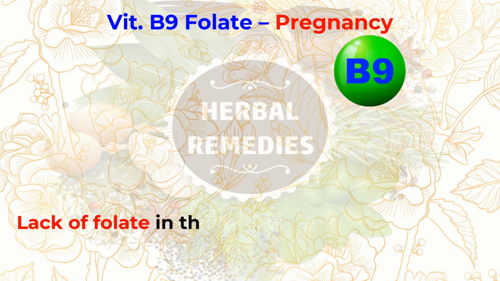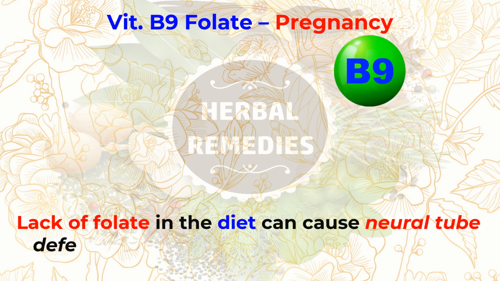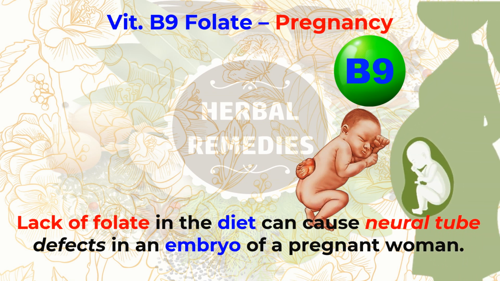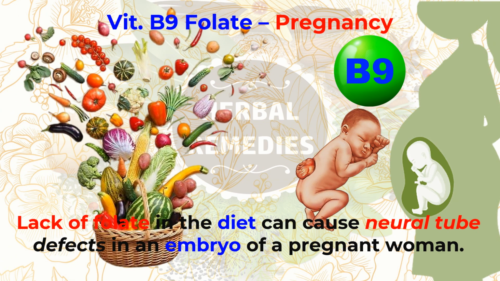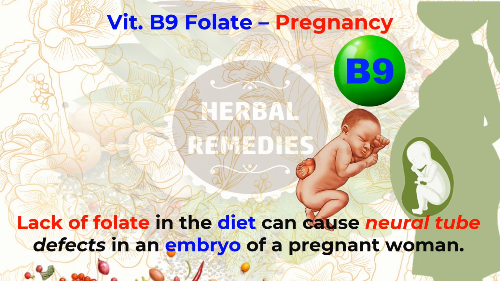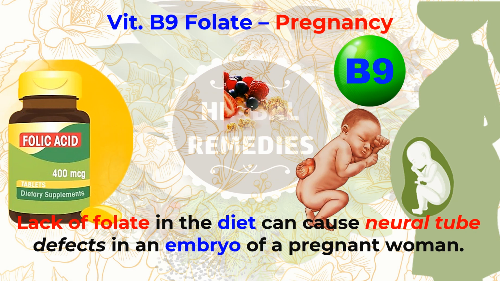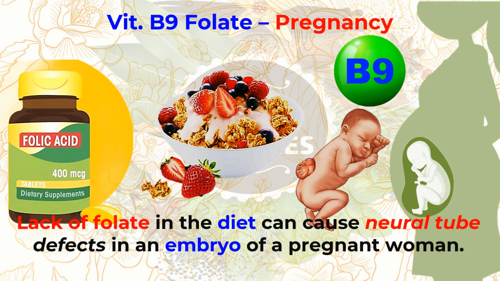Lack of folate in the diet can cause neural tube defects in an embryo of a pregnant woman. These can cause devastating and sometimes fatal birth defects. Five servings of fruits and vegetables daily will provide enough folate for normal embryonic development. To be assured of adequate folate to prevent neural tube defects, women are advised to take 400 micrograms of folic acid daily, either as a dietary supplement or in fortified food.